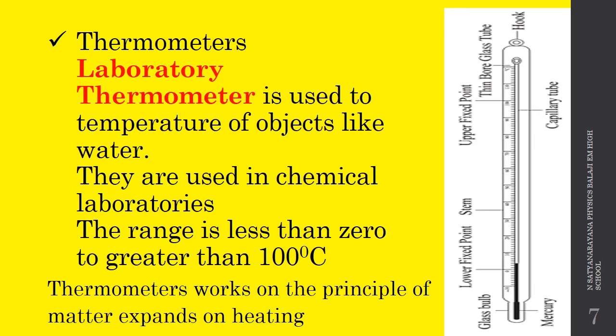What is the purpose of the laboratory thermometer? It is used to measure the temperature of objects like water, liquids, solids, like that. Understand? Not the human body. The human body is measured by what? Clinical thermometer. Good.